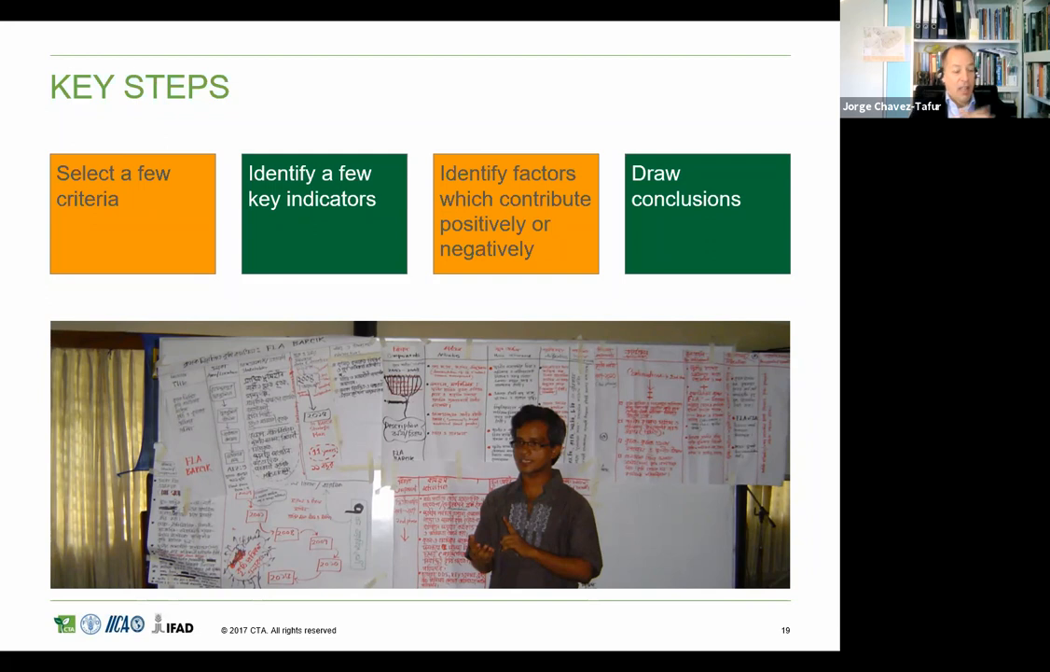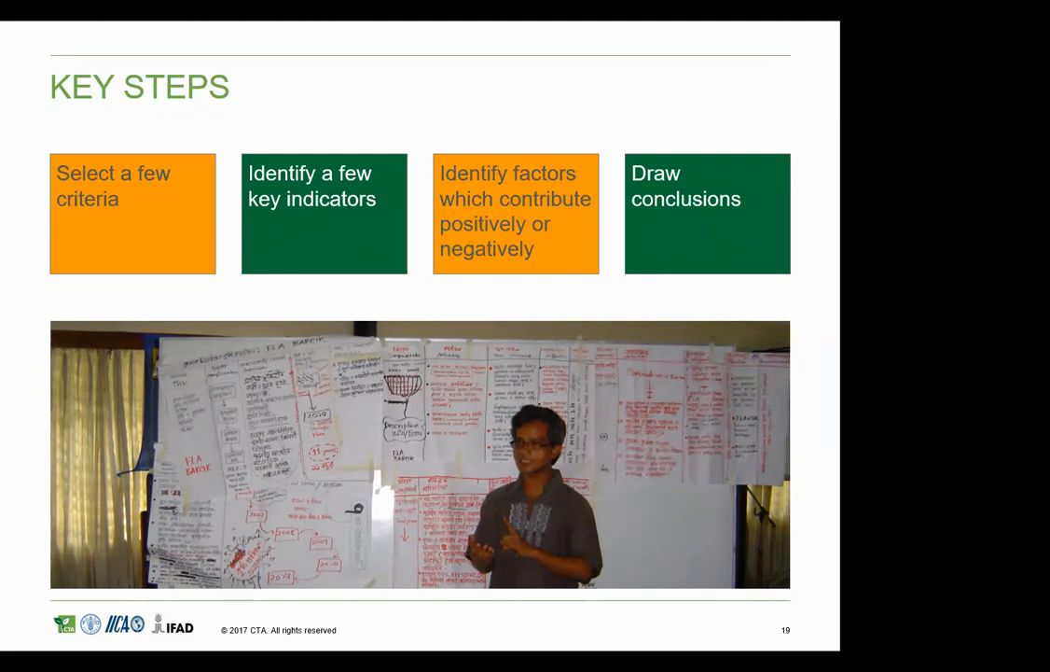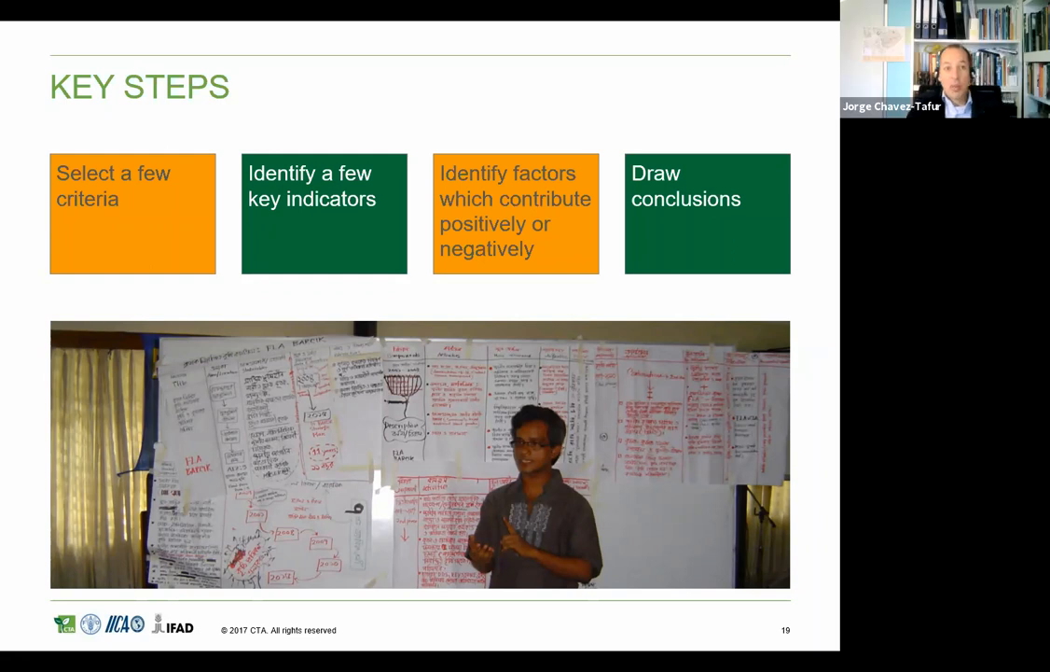I'm saying if we select one of these criteria and then we say, why do we think it is good or why do we think it is bad? What are the factors that contribute and what are the factors that have a negative influence on the results that we see on the field? And on the basis of that, of course, draw conclusions.